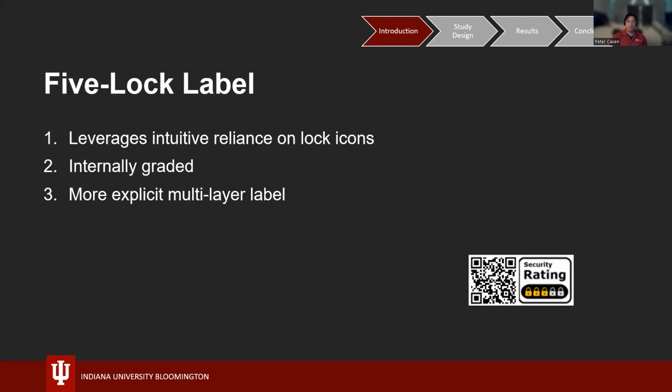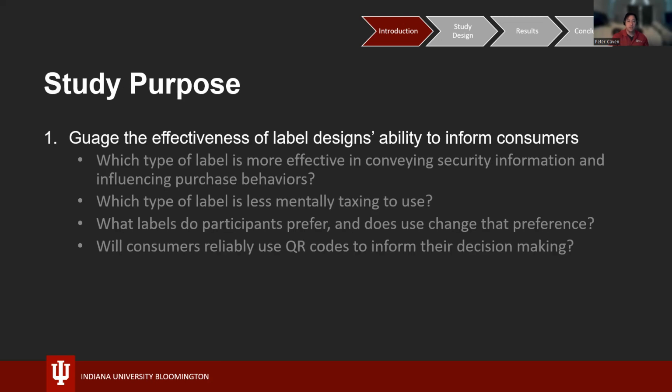Finally, we have our label based on prior research into risk communication and also privacy-related research. This label represents a more obvious multi-layer design, as it has clear design language and the QR code is going to be the same size as the representative label. We're going to call this a 5-lock label throughout the rest of the presentation. So overall, we look to gauge the effectiveness of these 4 label designs on their ability to inform consumers, and we have 4 research questions that we hope to answer in the results as well.